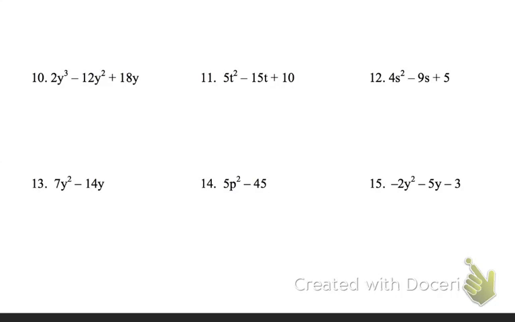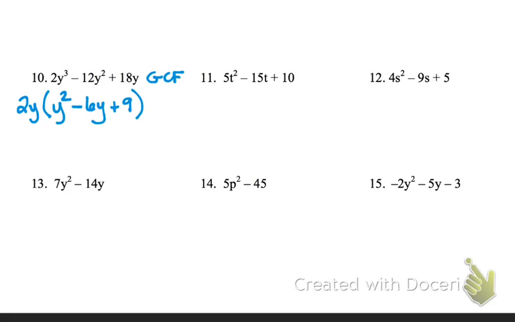Looking at number 10, we can take out a GCF. It's 2 as well as a y, because everything's divisible by 2, and there's at least one y in every single term, so we need to figure out what gets us back to the original. So we get y squared minus 6y plus 9. Again, you can always check this by redistributing out that 2y.